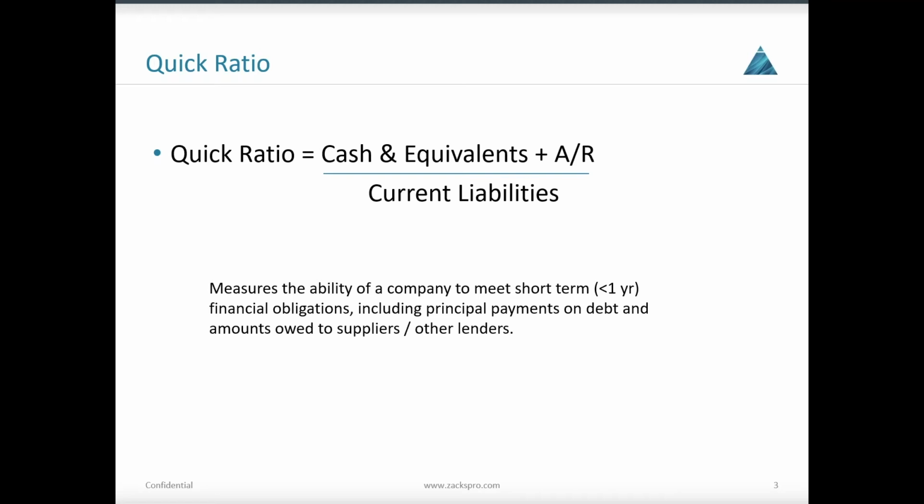So it measures the ability of the company to meet its short-term, meaning less than 1 year, financial obligations, which also includes any principal payments on debt and any amounts owed to suppliers or other lenders. So this is very, very important, especially when there is an economic disruption like what we experienced this year. Suddenly the quick ratio becomes very, very interesting to look at for different companies.